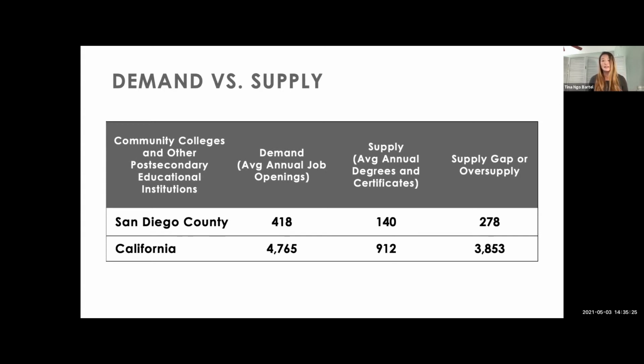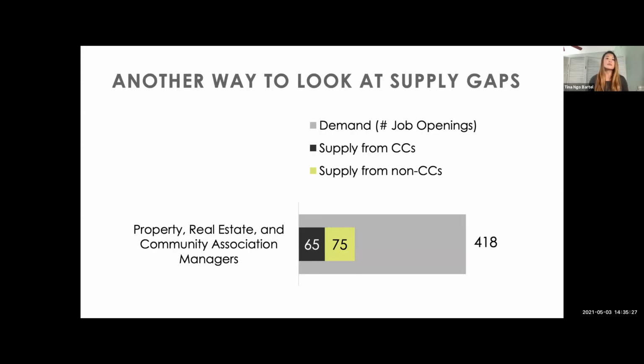Another way to look at this is to just graph it out. So demand is seen here in this gray bar. Again, there are 418 annual job openings. There are about 75 awards, degrees or certificates pumped out every year from non-community college institutions, and 65 awards and certificates pumped out from community colleges, right? And so the bigger the gray bar, the more of a gap there is for this particular occupation.